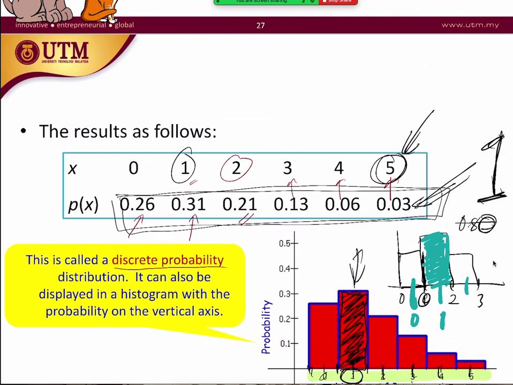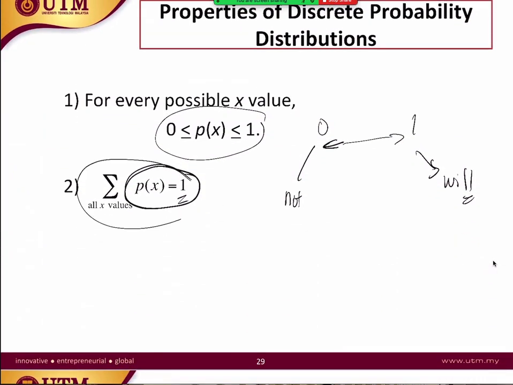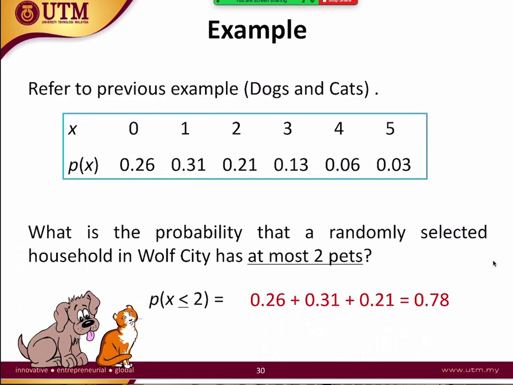Okay, so the total probability of the events that you want to look at, the probability of your event space, or of your sample space, must be 1. The probability of all the discrete values that you are going to calculate will be 1. Okay, so an example here.